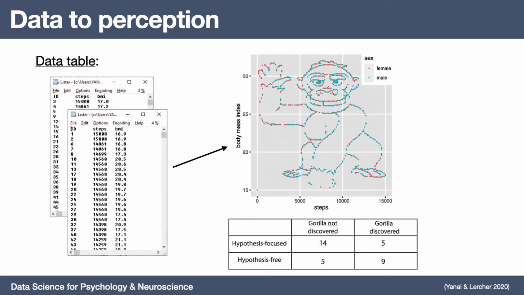Now, of the group that was hypothesis focused, that was responsible for just testing a very specific hypothesis, 14 out of 19 participants did not discover the gorilla. Whereas in the hypothesis-free condition, 9 out of 14 participants discovered the gorilla. So this is a good illustration of how visualization reveals structure in your data.